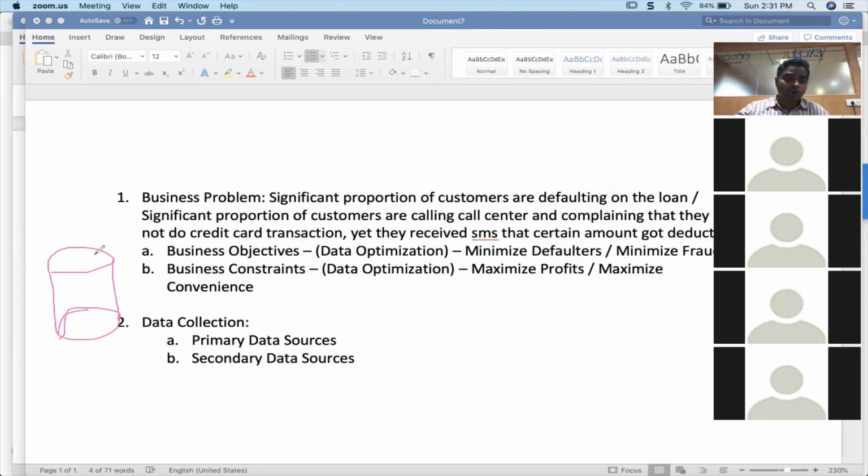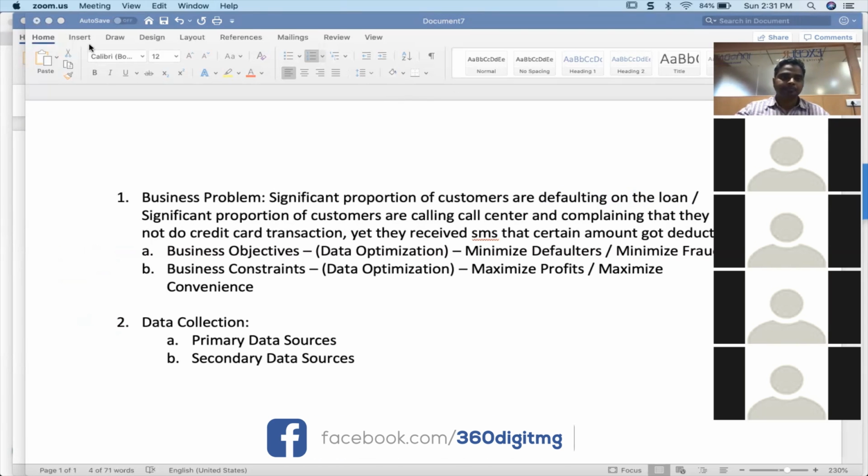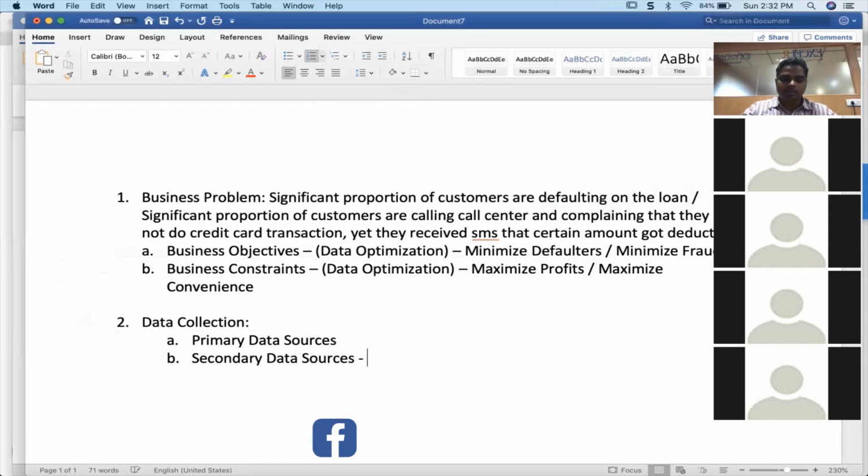You'll simply go to this database which has the data which is already captured, right? Which has the data which is already available, and then start analyzing the data. So data captured or collected beforehand, data collected beforehand is called a secondary data source.